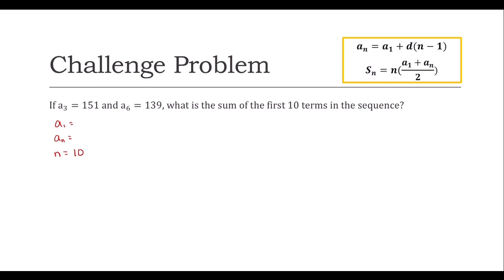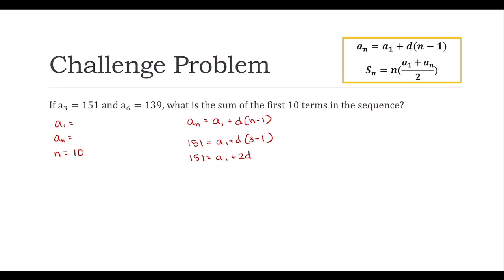To figure out our A sub 1 and our common difference, we're going to start by writing two equations with the explicit formula. So we have A sub n equals A sub 1 plus D times n minus 1. For A sub 3, we know it equals 151 equals A sub 1 plus D times 3 minus 1. So we have 151 equals A sub 1 plus 2D. We have one equation here with two unknowns, so we need a second equation to be able to solve.